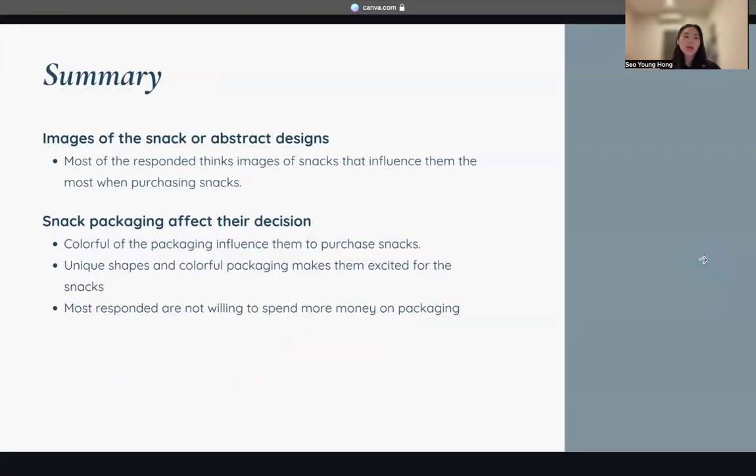The summary. Image of snack or abstract design? Most respondents think that the image of the snack influences them the most when purchasing. Snack packaging affects their decision. Colorful packaging influences them to purchase snacks. Unique shape and colorful packaging make them excited to purchase snacks. And most respondents are not willing to spend more money on packaging.